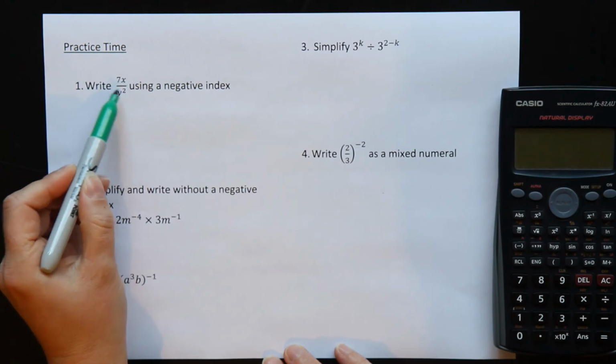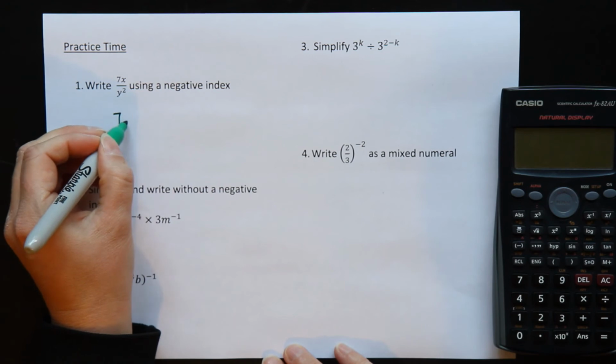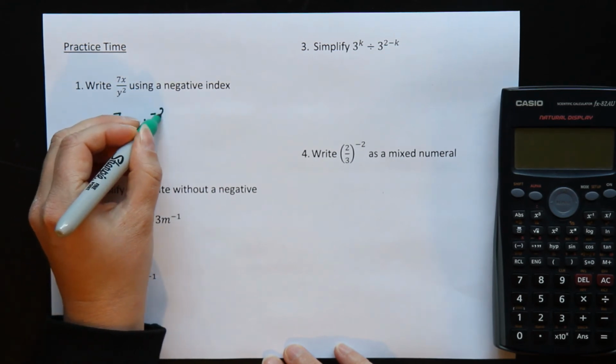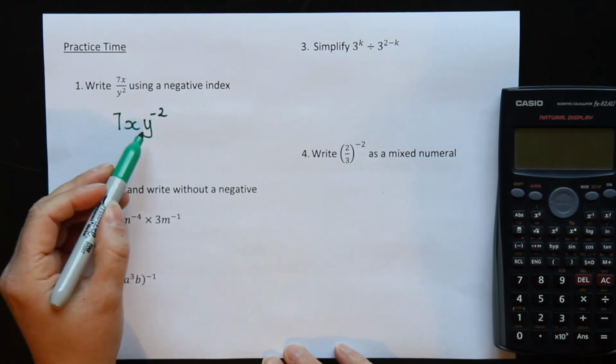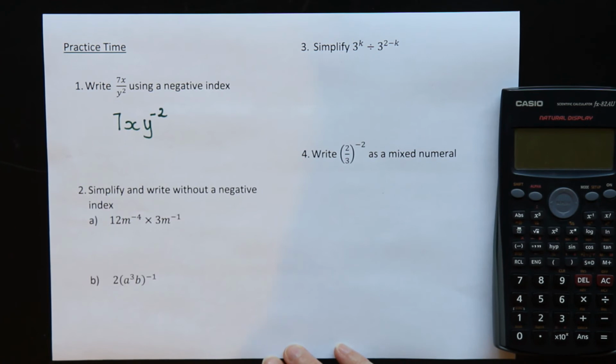Well, the y squared that's on the bottom we can bring up to be next to the 7x if we put a negative power in front of that too. So 7x y to the power of negative 2. And that's it, that's all you have to do for that question.